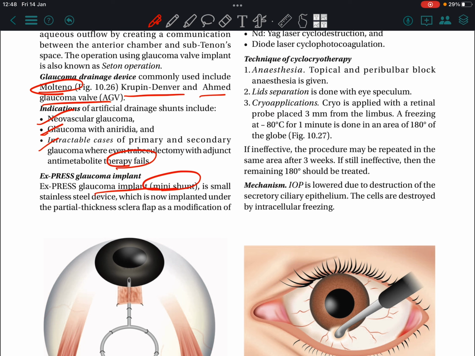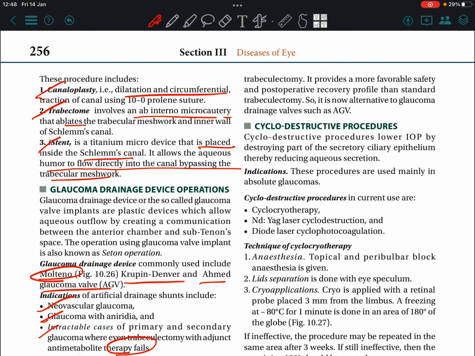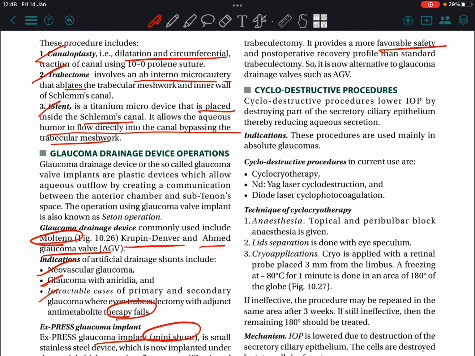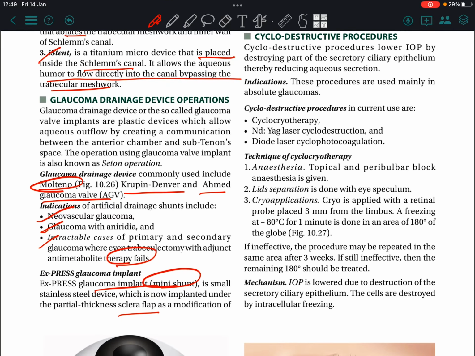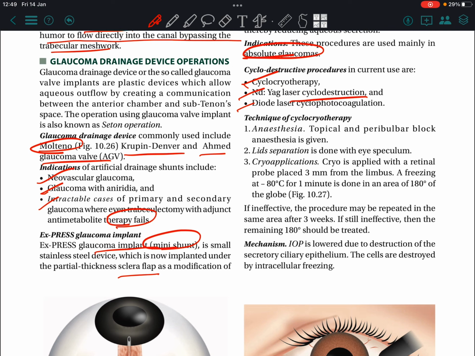glaucoma implant. The mini shunt is a small stainless steel device which is implanted under the partial thickness scleral flap as a modification of trabeculectomy. It provides a more favorable safety and post-operative recovery profile. Cyclodestructive procedures. Indication: these procedures are used mainly in absolute glaucoma. Cyclocryotherapy, YAG laser cyclodestruction, diode laser cyclophotocoagulation.